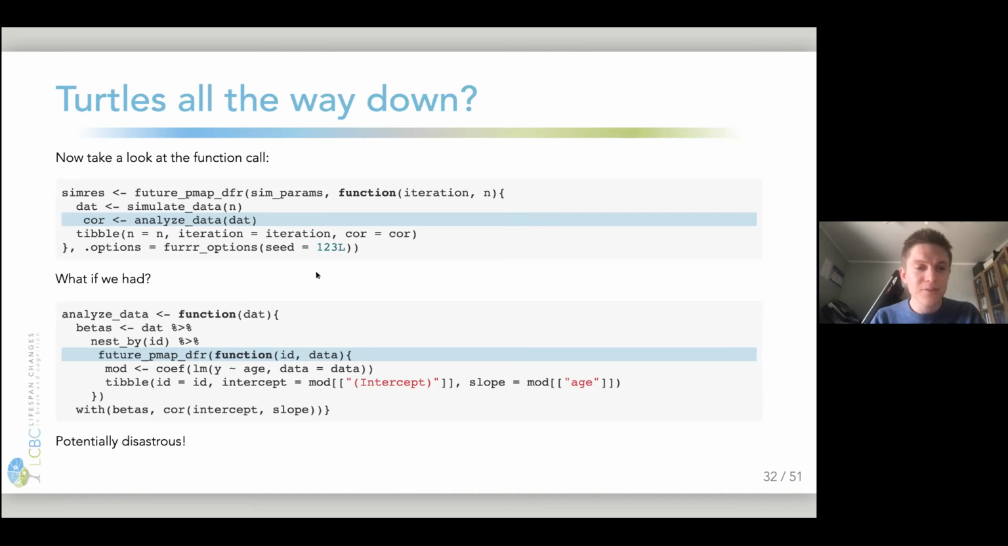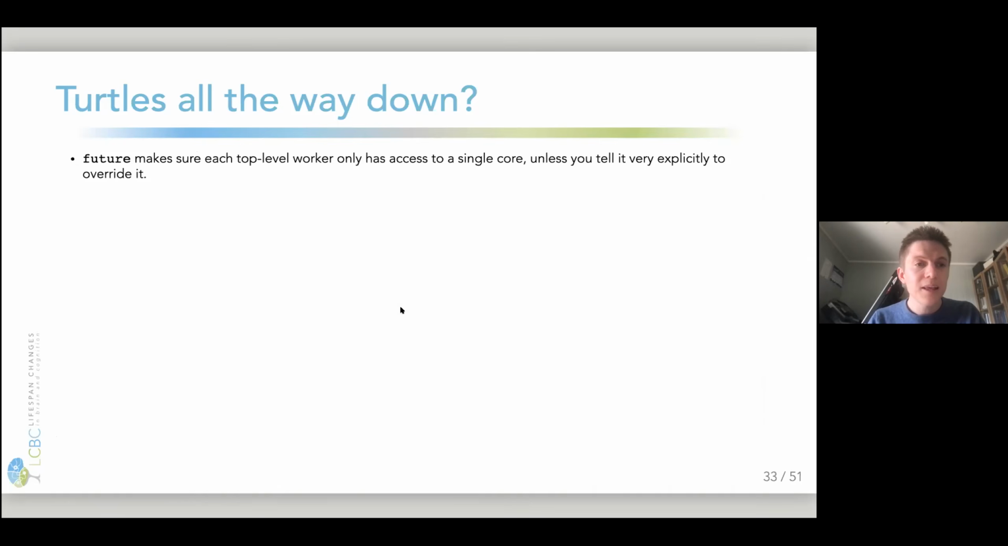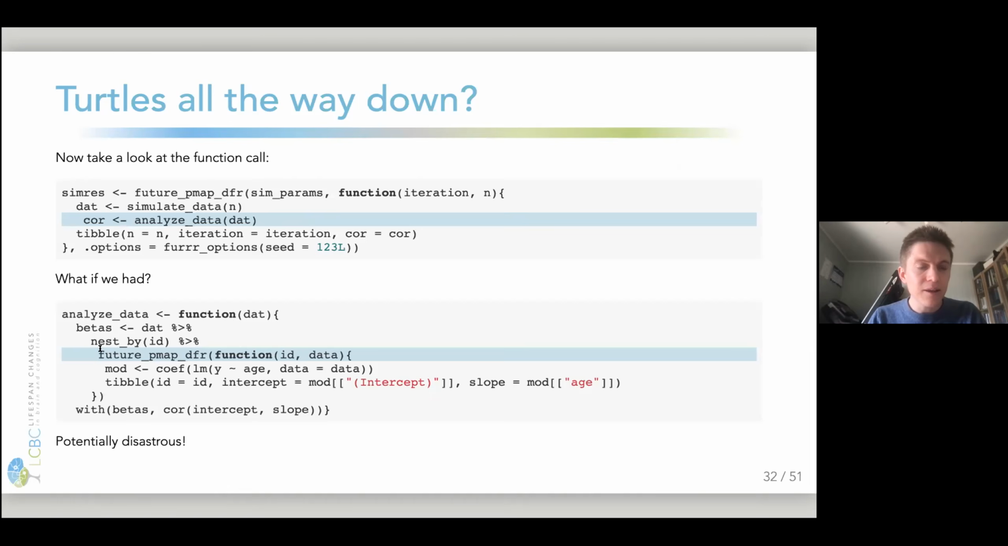And this is a real problem, and this gets back to why we should use future. So future actually makes sure that these types of infinite levels of parallelism never happen. Future makes sure that each top level worker only has access to a single core. So even if I had a future_map inside of my future function, when it came here, it would actually see it as if there was only one available worker, so it would run sequentially.